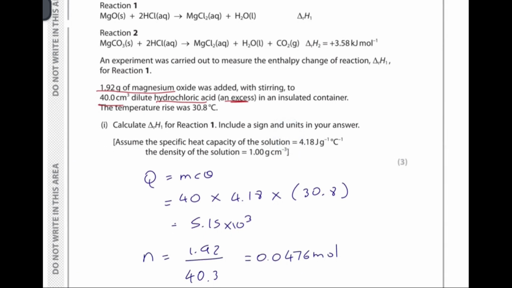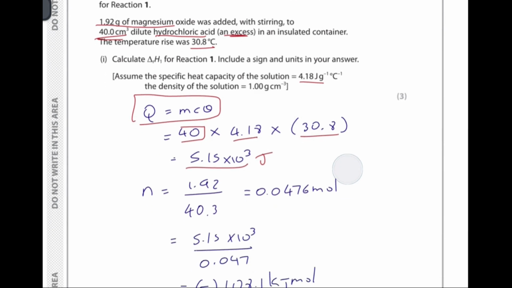So first of all, we should find out the energy. To do that, we should use the equation Q equals mcΔT. So the mass is 40, which is the mass of the solution, the specific heat capacity is 4.18, and the temperature rise was 30.8 degrees Celsius. So you can find out the energy, which is 5.15 × 10^3 joules, or 5.15 kilojoules.